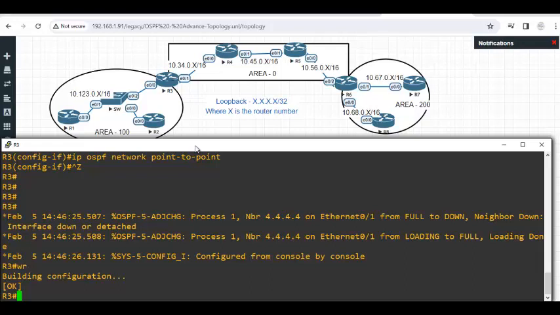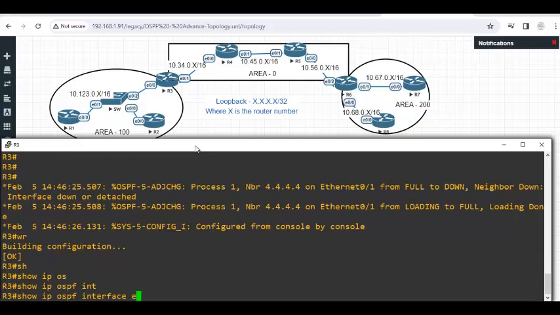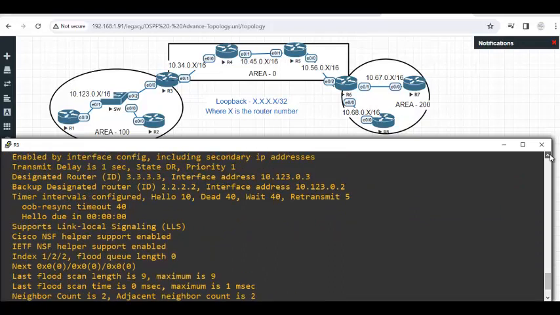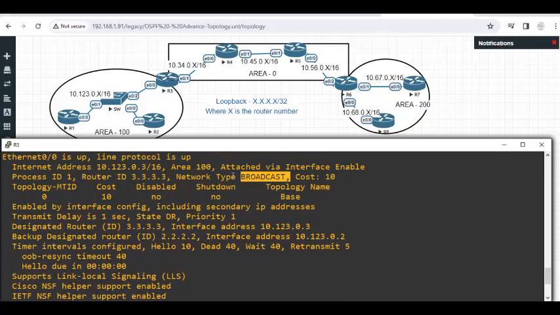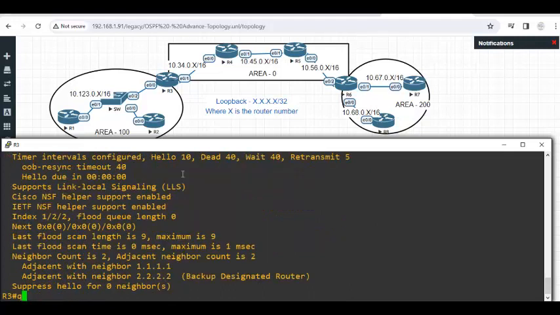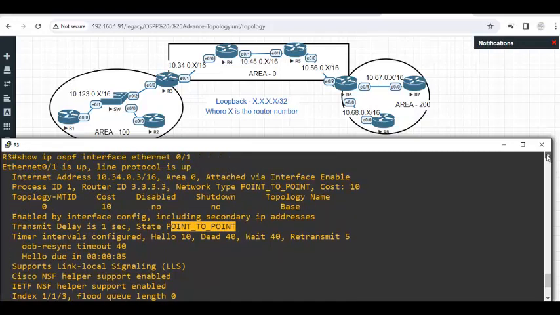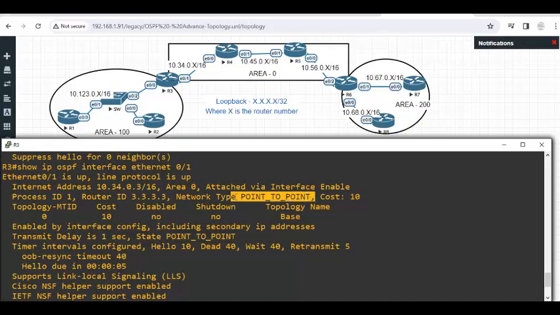You want to see? Let me show you. Show IP OSPF interface Ethernet 0/0. You see, Ethernet 0/0 is still broadcast, isn't it? Whereas Ethernet 0/1 is point-to-point. Okay, now there won't be DR/BDR wherever it is point-to-point. Fine.